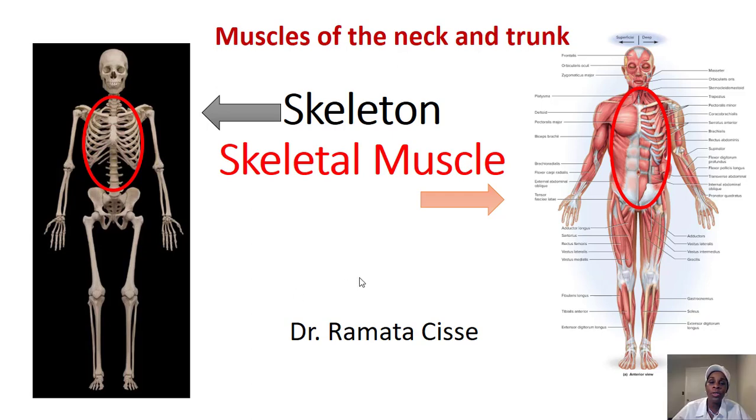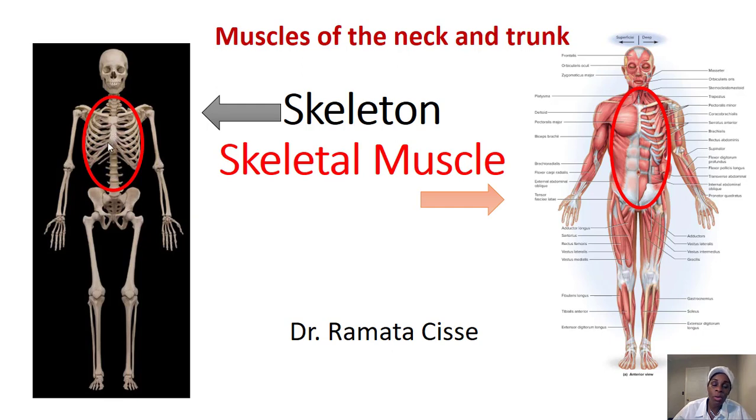Today we'll be covering the muscles of the neck and trunk. So on the left, you see the bones of the neck and the trunk, including the vertebral column with the cervical here, the thoracic vertebrae, the lumbar vertebrae, the sacrum, and the coccyx at the bottom here. Then on the anterior, like the front side, you see the sternum and the ribs. So we'll be covering muscles between these bones, on top of the bones, and below the bones.